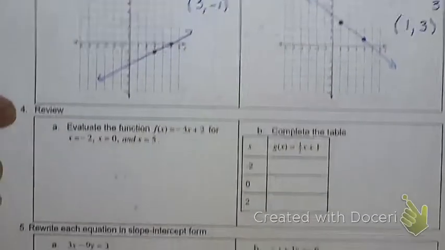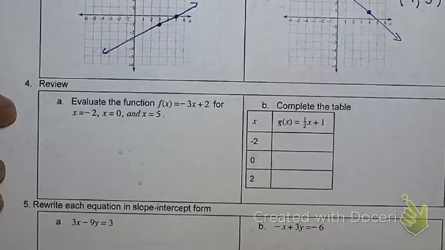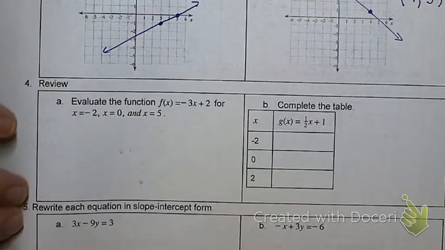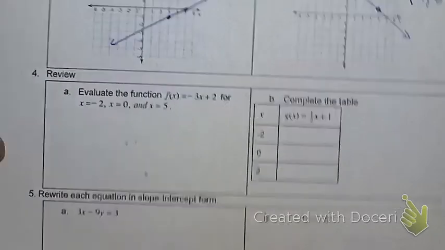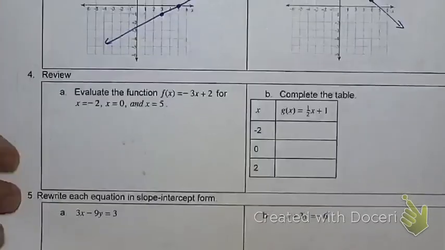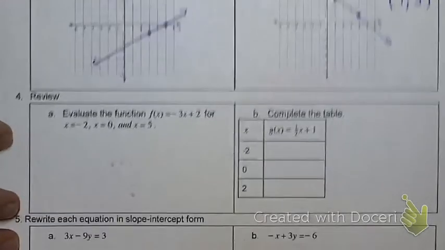Question 4. Review question. Don't you like how we give you parts A, B, C, D, so we can say, oh, there's only 5 questions on your homework, but really it's like 20. Yeah, it's pretty useful.